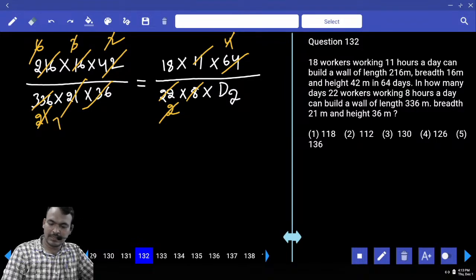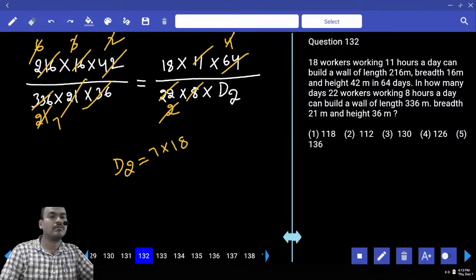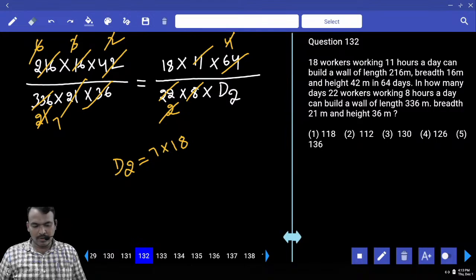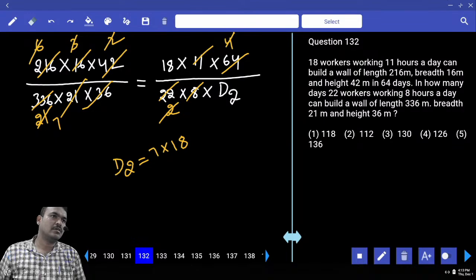7 or not? Then answer D equals 7 into which one? 18 or not? Yes or no? How much? 126 or 136? 126.